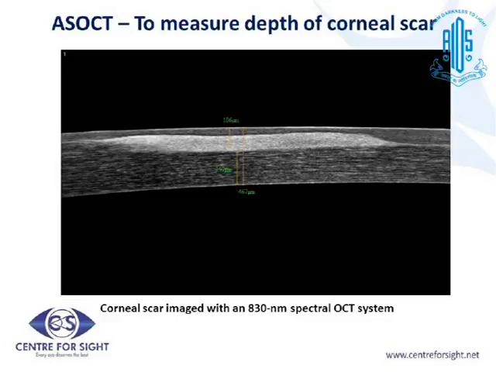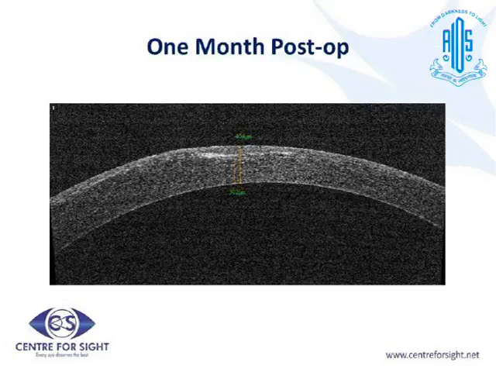There was sufficient residual stromal bed. So we decided to proceed with the flap amputation and peeling of the scar. So this is the scan taken 1 month post-op. There is a minimal scarring left, and the patient was much more comfortable post-surgery.